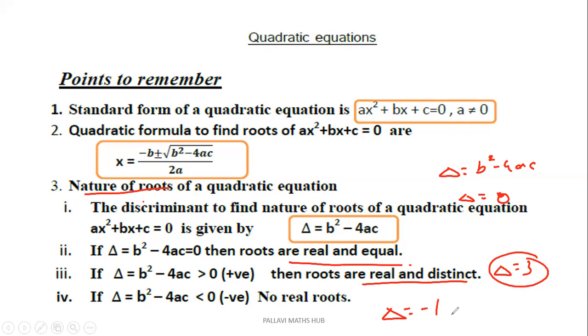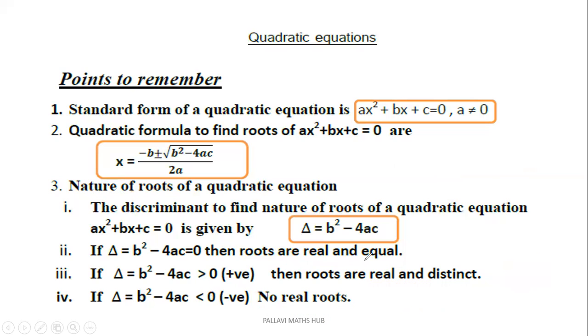If delta is negative, like -1 or -2, then there are no real roots; the roots are imaginary. Both are the same. Roots are imaginary or no real roots. No real root means the same as imaginary. Don't get confused.